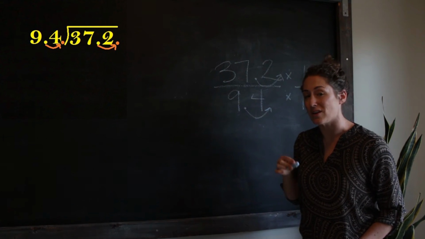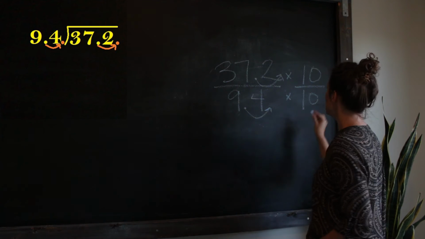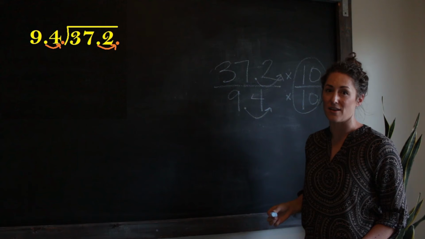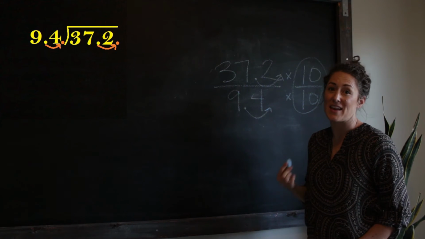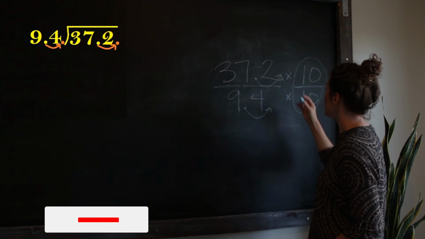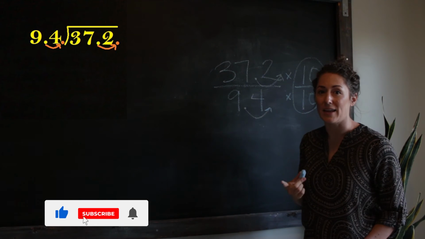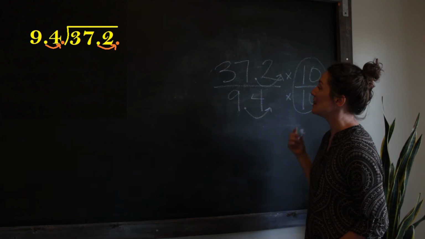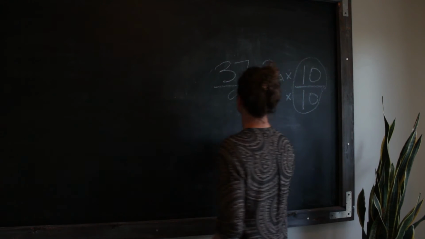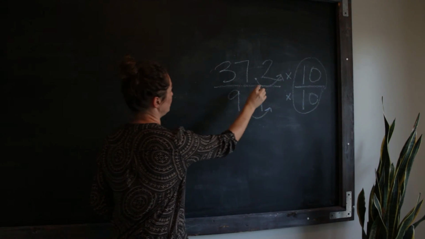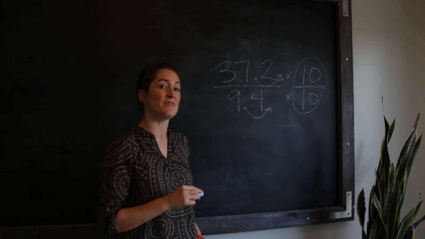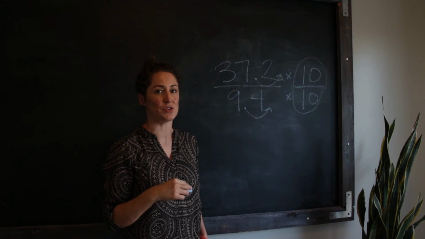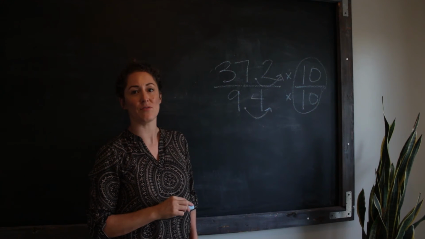The reason why we are allowed to do this mathematically is that 10 over 10, or anything over itself, is just a fancy version of 1. We are essentially just multiplying the fraction by 1 and not changing the value. That is why 372 divided by 94 mathematically is the same as 37.2 divided by 9.4.